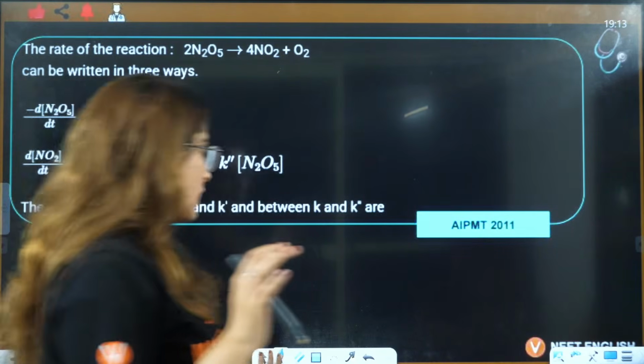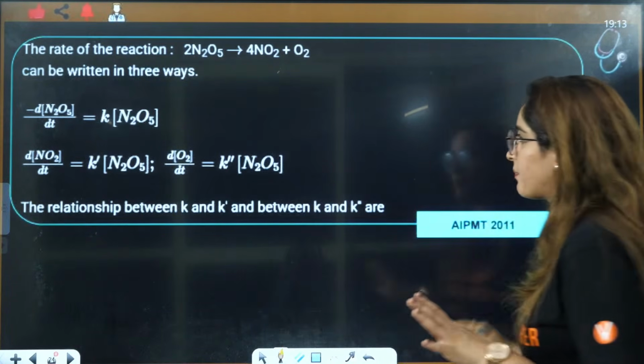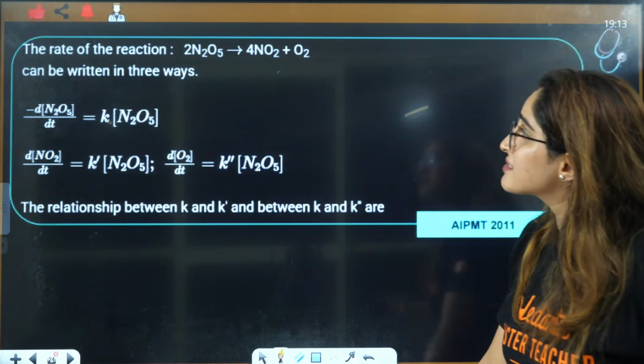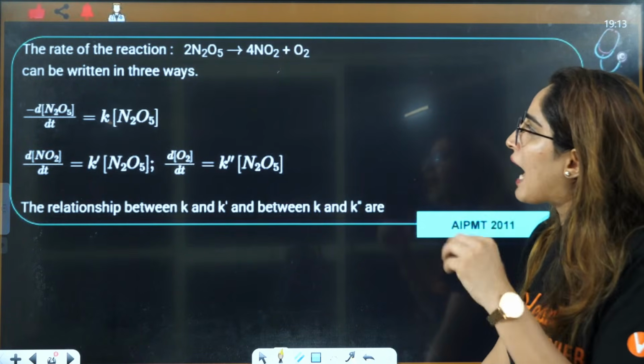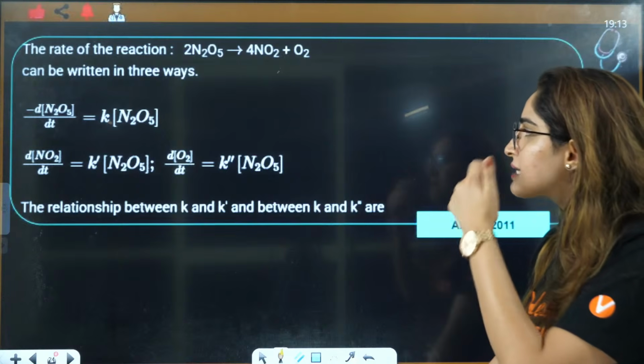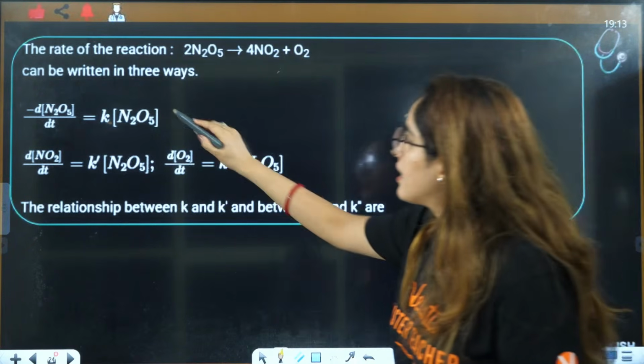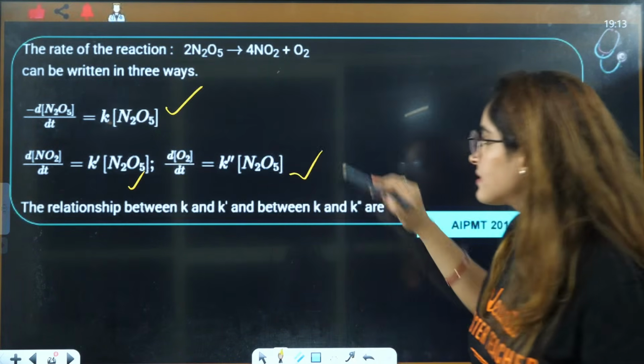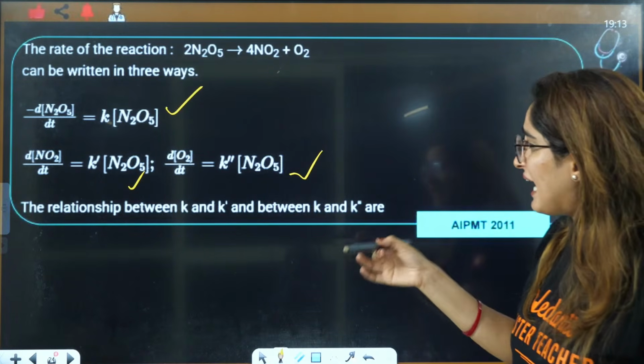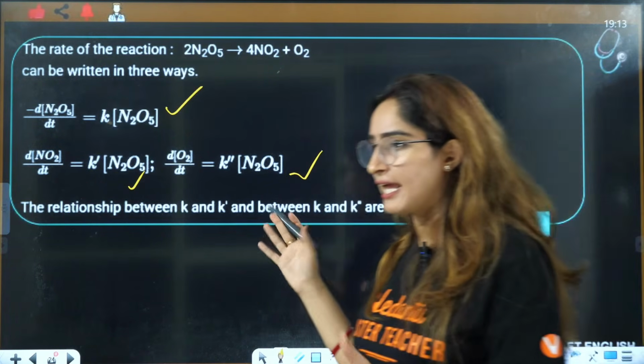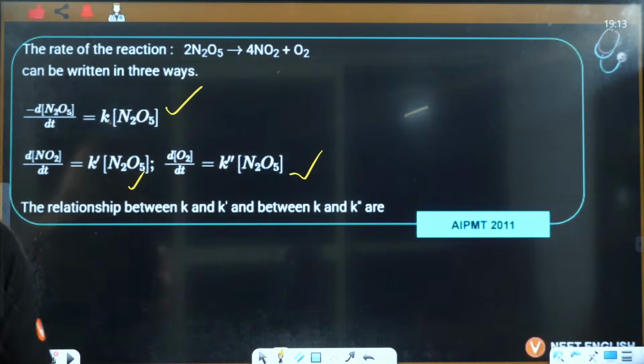Next is your AIPMT question, a previous year question. The rate of the reaction is given to you, and can be written in 3 ways: this, this and this. This is first, this is second, this is third. You have to find out the relationship between K, K dash and K double dash.